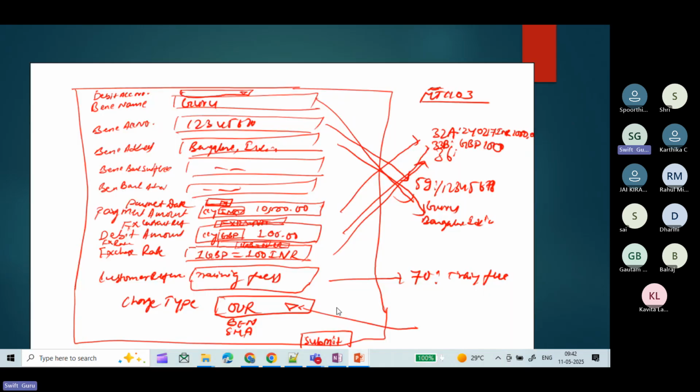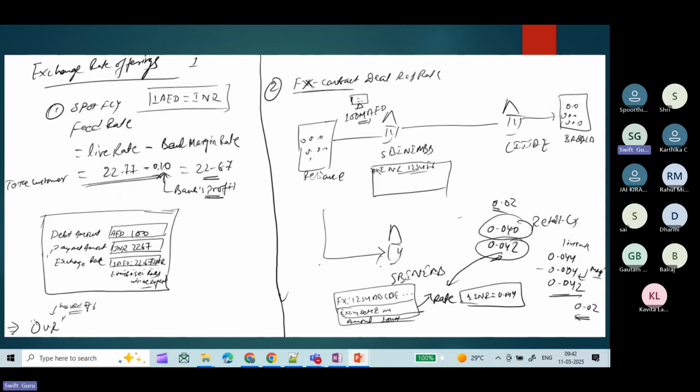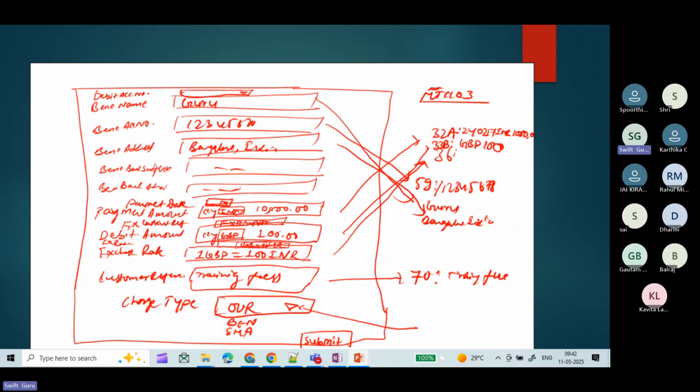So in FX conversion, we need to see two types. One is spot FCY, another is the FX contract deal reference. These two use cases we'll see, okay? But before going into it, generally when you are initiating a transaction for the cross-border payment, these are the details you will populate from the front-end application. If you are a retail customer, you will have one account at a bank. So you do not have to select a debit account number because you have one account only. By default, your bank knows that you have that account number.